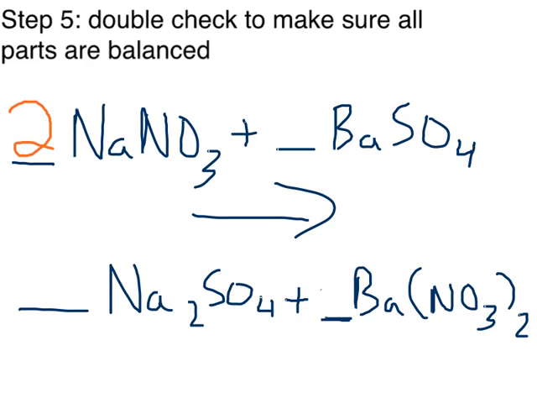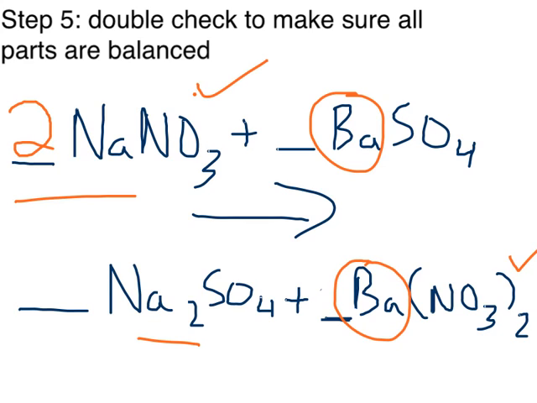The very last step, one that I would always recommend, is to double check and make sure all parts are balanced. Okay, so go back through. I've got 2 sodiums here. I've got 2 sodiums here. I've got 2 nitrates here. I've got 2 nitrates here. I've got 1 barium here and 1 barium here. I've got 1 sulfate here, and I've got 1 sulfate there.